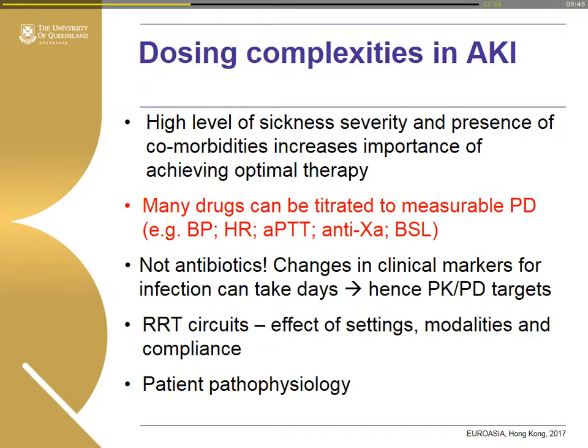We can't measure a mean arterial pressure and titrate the infusion of an antibiotic to a particular target like that. We can't measure blood sugar levels like we can for insulin, or measures of anticoagulation for anticoagulants as well. The changes that it takes to see an effect of antibiotics in terms of changes of the severity of infection can take 24, 48, even 72 hours if we're effective.